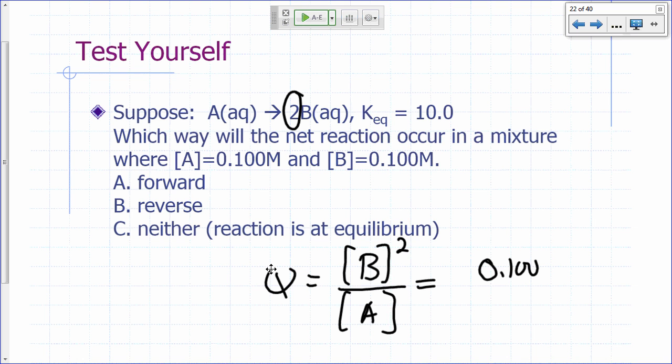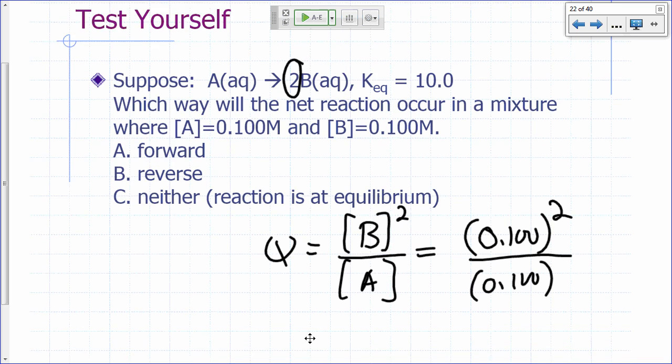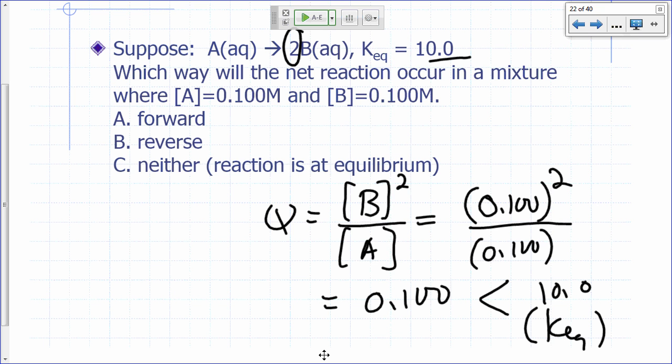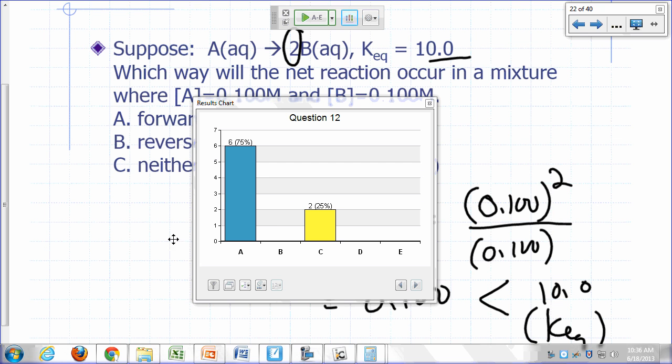0.1 squared divided by A, which is 0.1. What is 0.1 squared over 0.1? 0.1. Is that less than, greater than, or equal to KEQ? Less than 10.0, which is our KEQ. So the reaction will go forward. Finally.